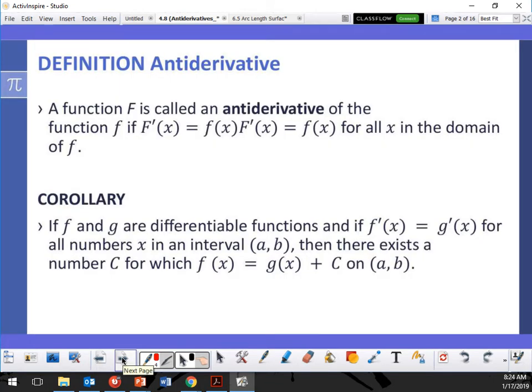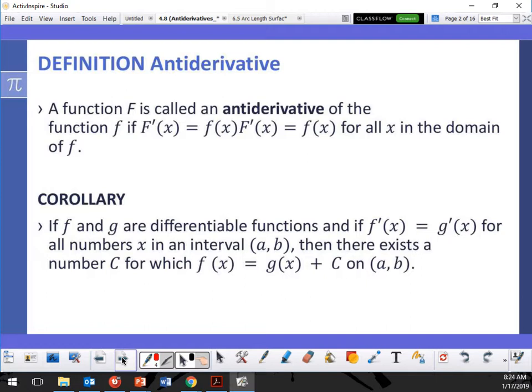Function F is called an antiderivative. It is commonly referred to with a capital letter. The capital letter F is my function. If capital F prime of x equals f of x, in all the domain of f. Did that make sense? Not really, right? Okay, so basically, if there exists, it has to be continuous, and there's going to be some number right there.